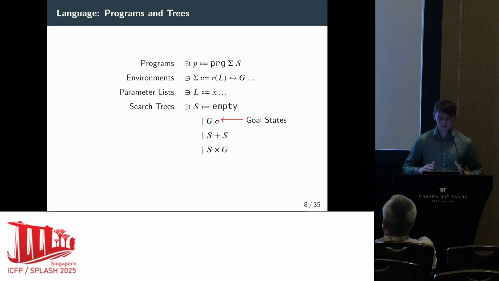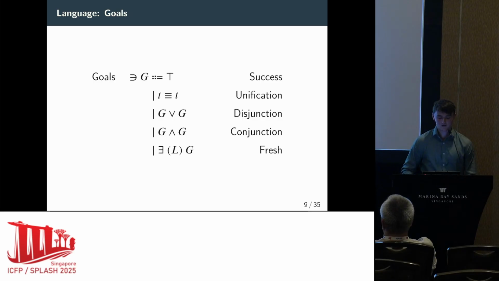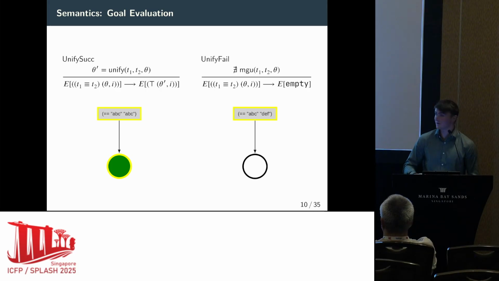Here, we'll look at goal states. In order to understand our goal states, we have to understand what our goals are. For those, we have the T symbol, which represents success. We can unify two terms. We have disjunction, conjunction, and fresh. The semantics themselves are actually small enough that we can go over them in their entirety, albeit kind of quickly. So starting with our goal, the unifications.